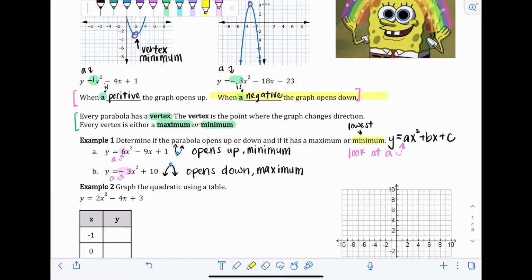So if you see that your graph has a highest point on it, that would mean that it's a maximum.